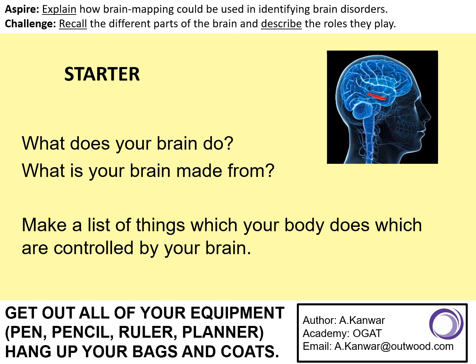Make a list of things which your body does, which are controlled by your brain. So that's looking at what does your brain do, but just give us a list of what you think the brain can do. What I'll do is I'll give you 1 minute, there we go, to think about that. And if you jot down your answers whilst that minute is on.